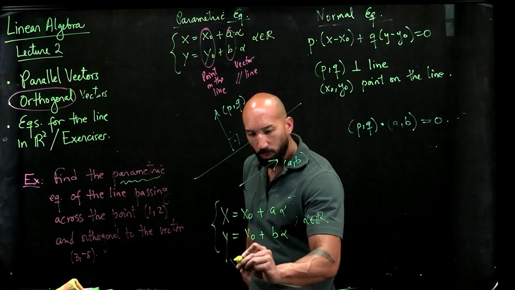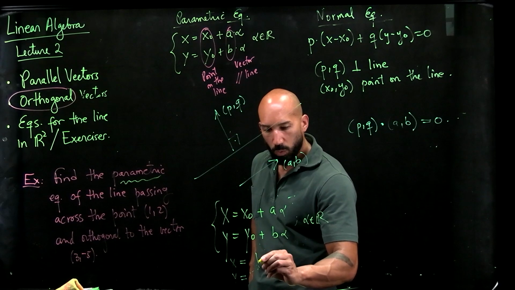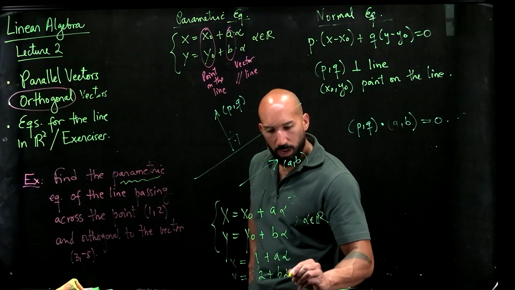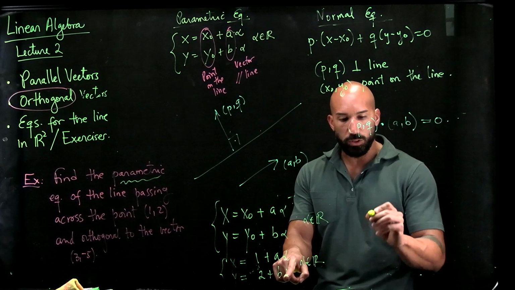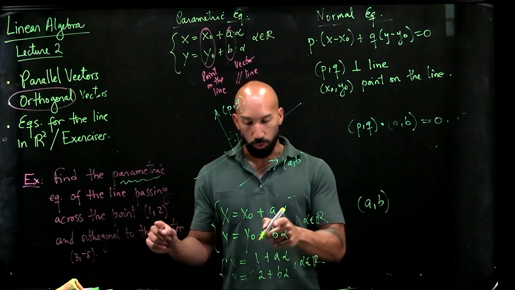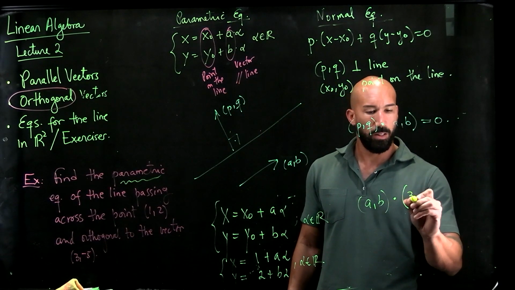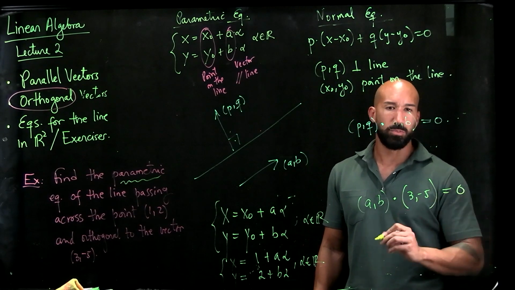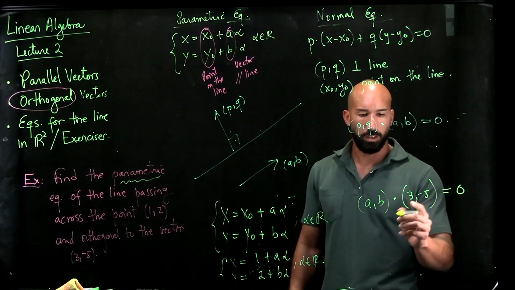Okay, so far what we can say is our equation is this way: 1 plus A alpha, 2 plus B alpha, alpha real. And what you know is that this vector, since it's parallel to your line, and this one is orthogonal, this vector times this one, the dot product, must be 0. Is that okay?